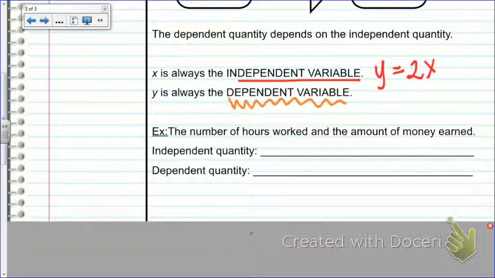Does that make sense? Okay, so your independent quantity is going to be the number of hours worked. And here is how I want you to be very specific with writing this. I guess we can just write the number of hours worked. So we can say number of hours worked.